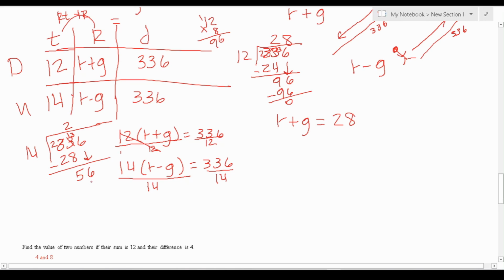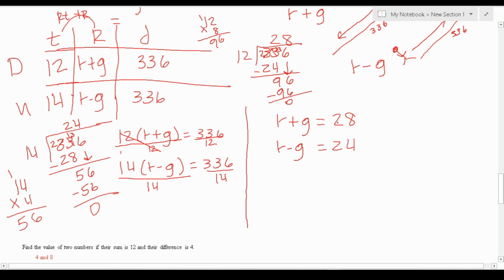14 goes into 56. It's going to be 4 times. You should know that 14 times 4: 4 times 4 is 16. Carry the 1. 1 times 4 is 4 plus 1 is 5. So we can see that 14 times 4 will get us 56. So there will be no remainder, which will leave us with r minus g equals 24.